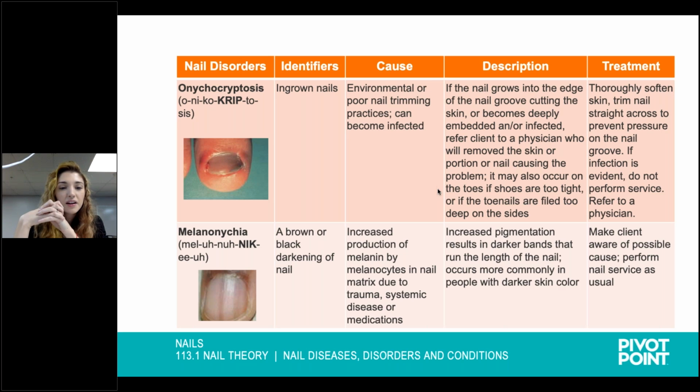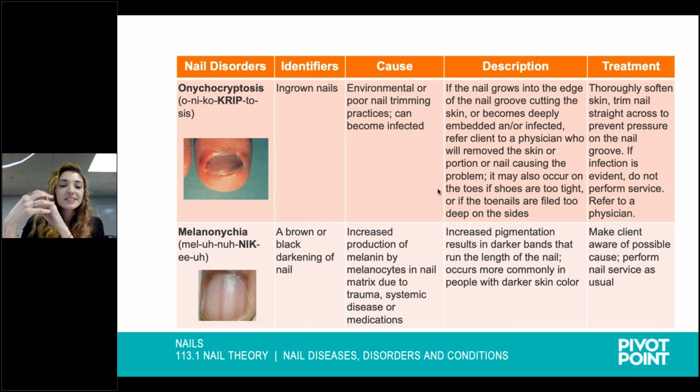So then there's melanonychia, brown or black darkening of the nail. So this is due just to an increased production of melanin. And you do notice this with your darker skin tones. You just have an increase of melanin, so it's more likely to make its way into your nails. But yeah, so it's that increased production of melanin by melanocytes in the nail matrix due to trauma.